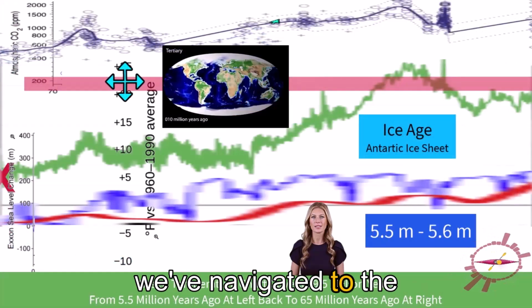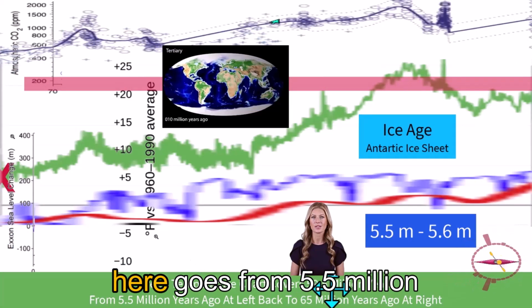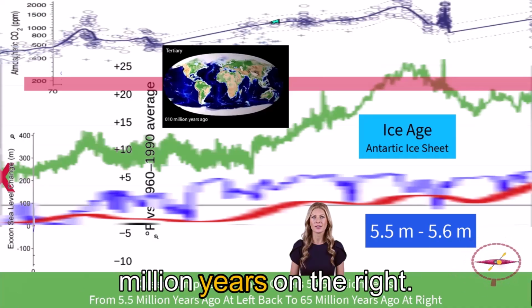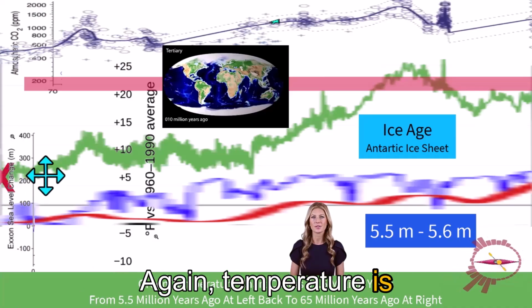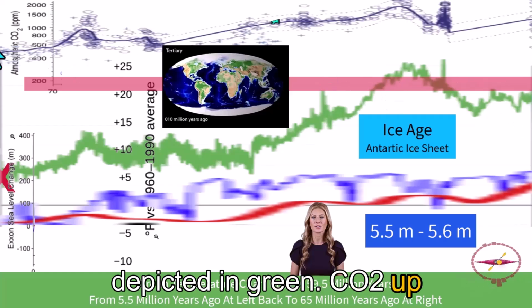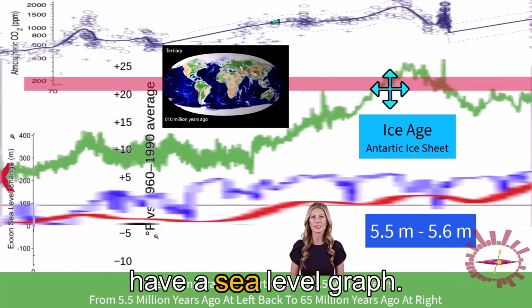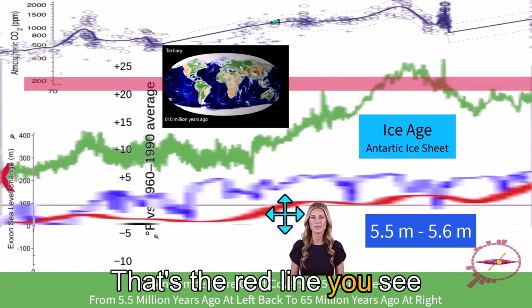Here, we've navigated to the fourth panel. Time span here goes from 5.5 million years on the left to 65 million years on the right. Again, temperature is depicted in green, CO2 up here in blue. This time we have a sea level graph. That's the red line you see here.